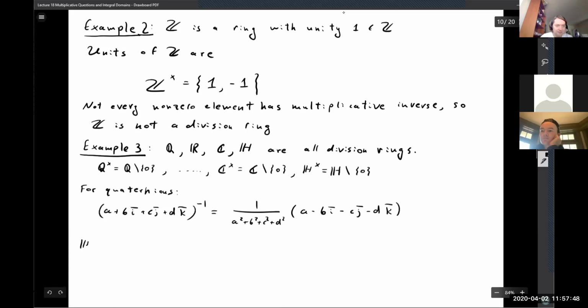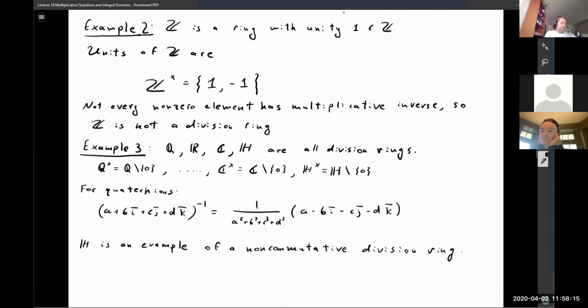So H is an example of a non-commutative division ring. Okay.